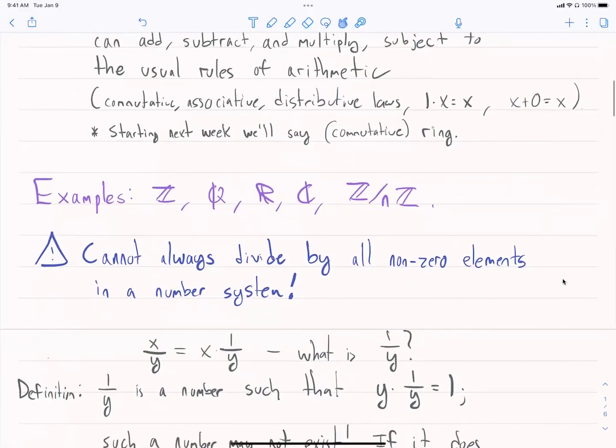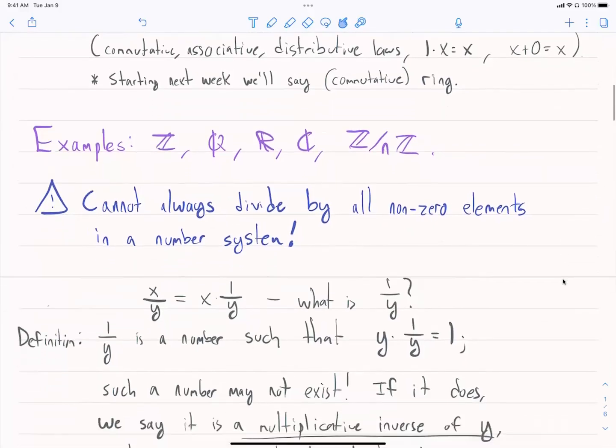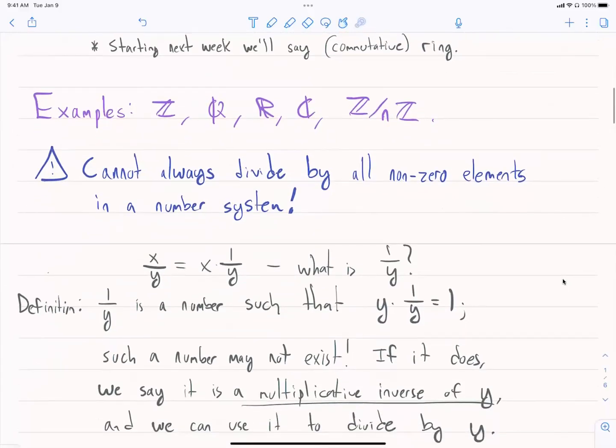So this pins it down if it exists, but such a number may not exist. If it does, then we say it's a multiplicative inverse of y. And then we can use it to divide by y using this equation, interpreting x over y as x times 1 over y. If you think about it, you'll see that's going to satisfy all the things we expect division to satisfy.